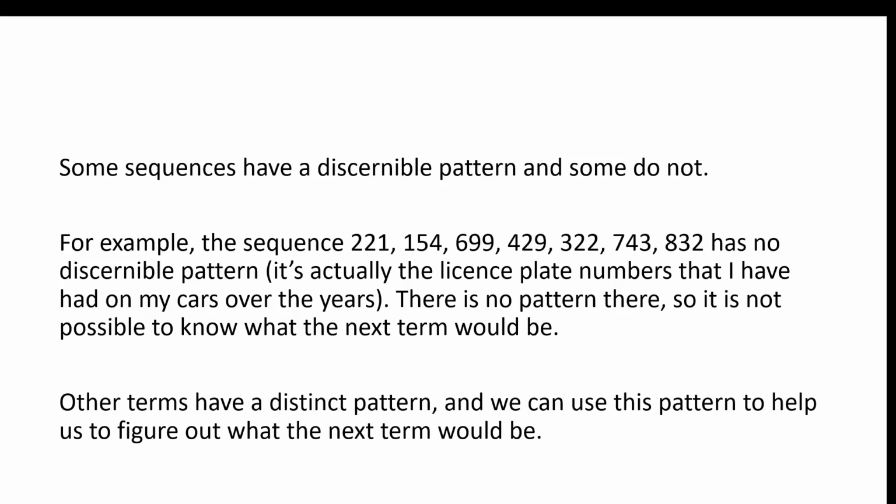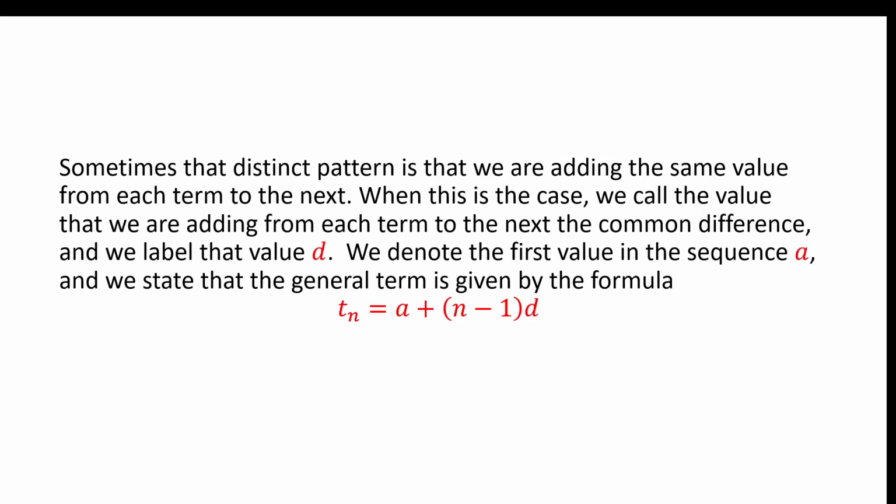Other sequences have a distinct pattern, and we can use that pattern to help us figure out what the next term would be. And sometimes, as I stated a minute ago, the distinct pattern is that we're adding the same value from each term to the next. When that's the case, we call the value that we're adding from each term to the next the common difference. We label it D. We denote the first term by A, and we state that the general term formula is given by T subscript n equals A plus quantity n minus 1 times D.